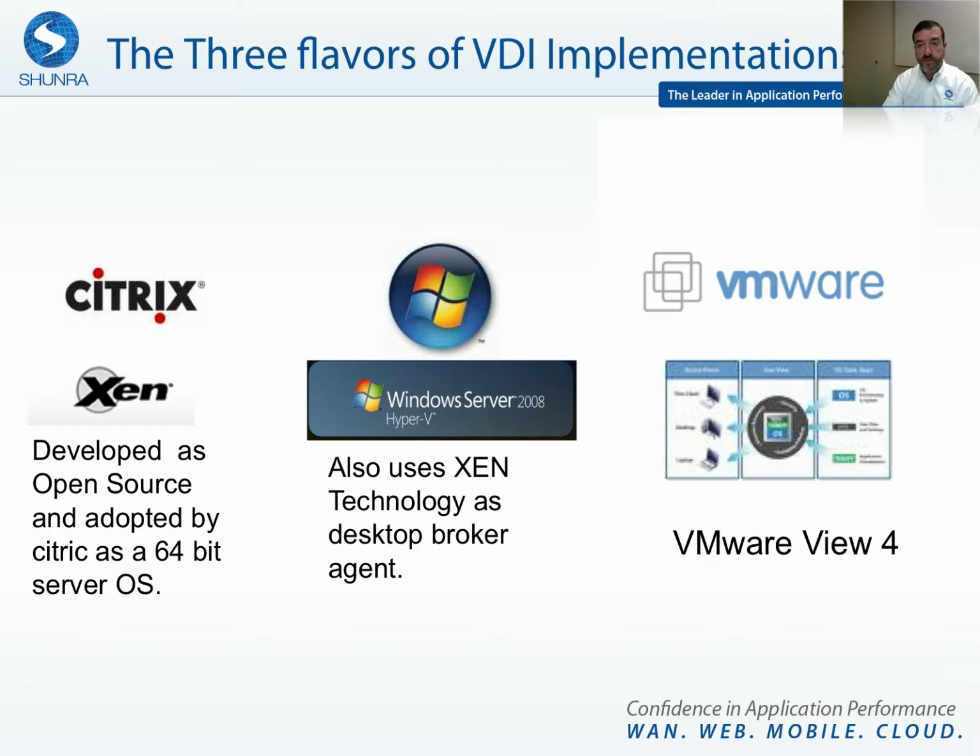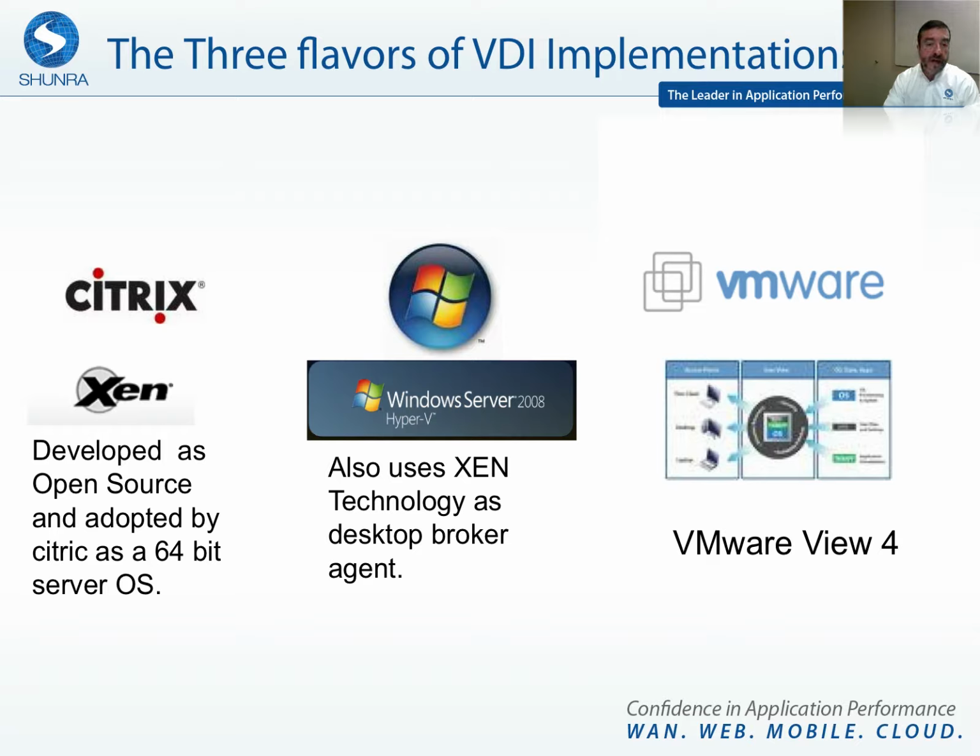The other new contender is obviously VMware. VMware is a huge player in the virtualization market. Obviously, it makes a lot of sense to virtualize your server. Why not virtualize your clients? And VMware is doing that by utilizing their technology called View 4. They have also developed a particular protocol for VDI called PC over IP.